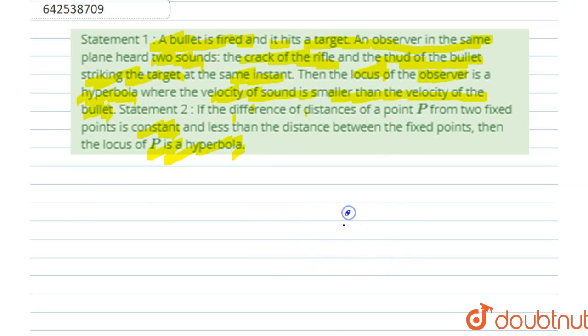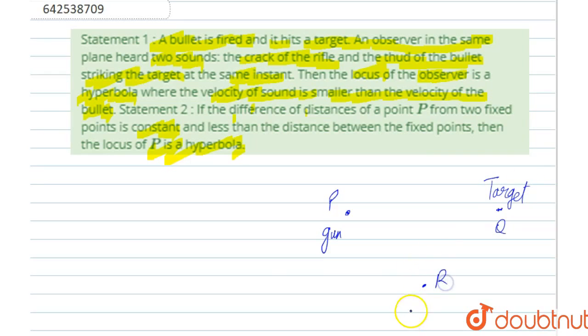Let's consider there is a point P from where this gun is shot, and there is a point Q. We can consider this one as the target, and we can take this point R where the observer stands. When this gun fires, it will take some time for the bullet to reach the target Q.